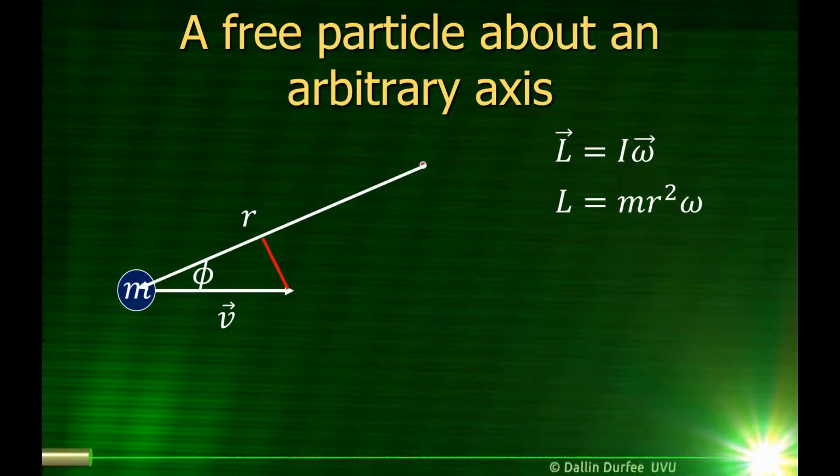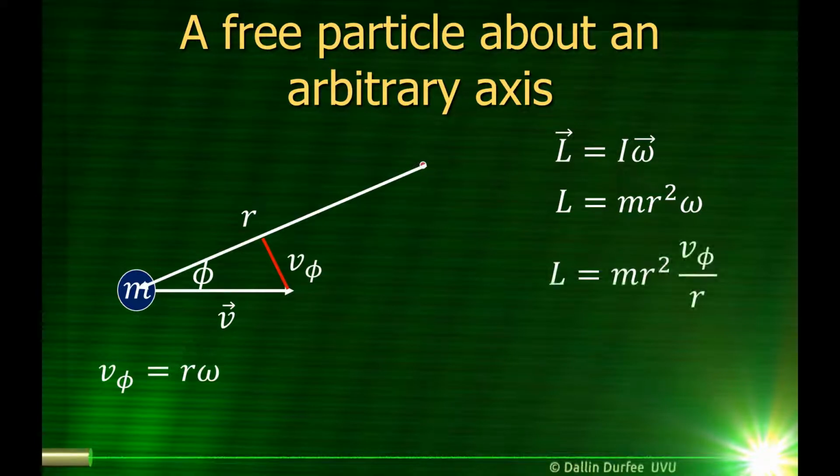There's one piece that's getting it closer to the axis. That's this piece here, and one piece that's making it rotate around the axis, which is the red line there, and I'm going to label that v phi. Well, if I know the velocity at which it's rotating around the axis, that velocity is just r times omega, r times the angular velocity. So the angular velocity is just that component of the velocity divided by r. So there we go, we plug it in.